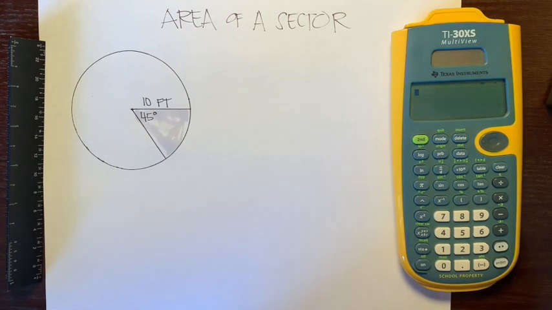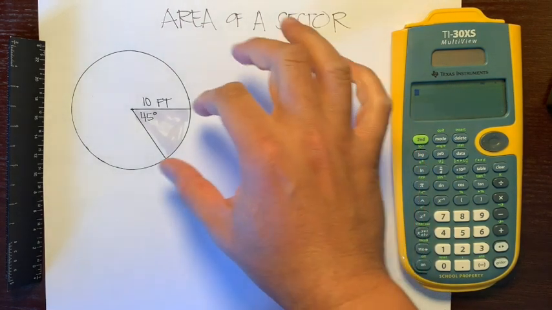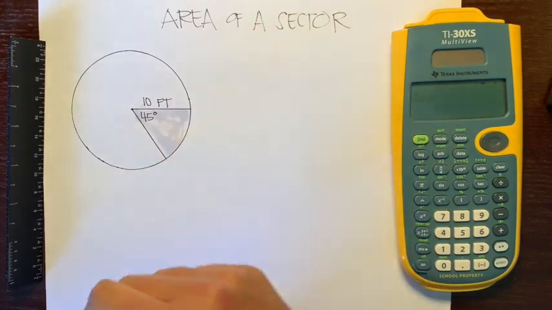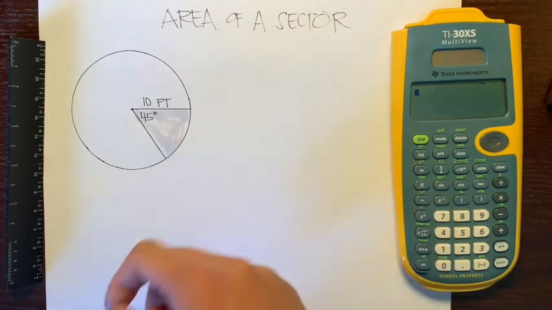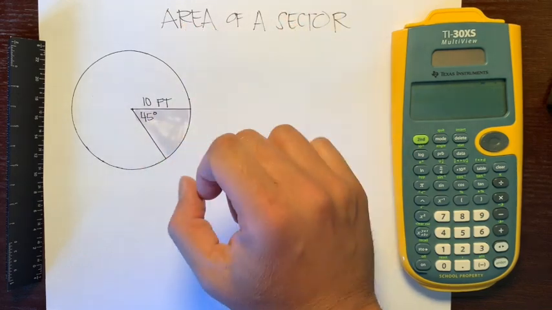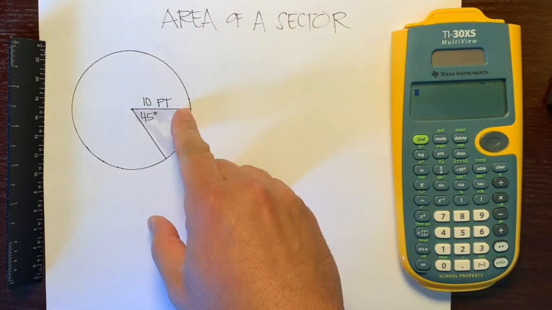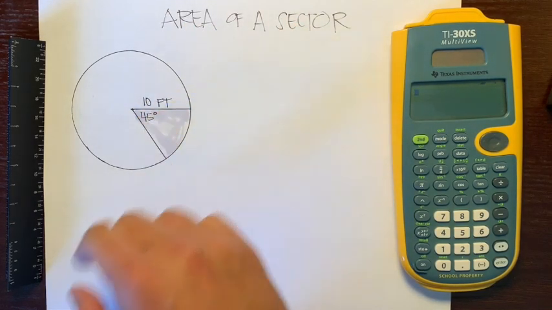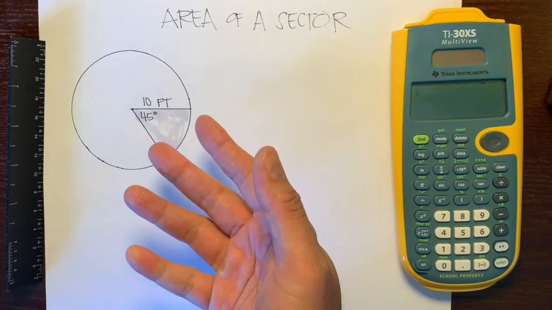A sector is just a piece of a circle, like a slice of pizza or a slice of apple pie or whatever you want to think about, this piece of the circle. So we're trying to find the area of this slice right here. If you notice, they gave us two pieces of information.